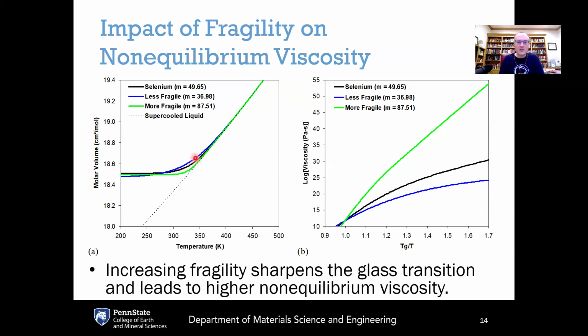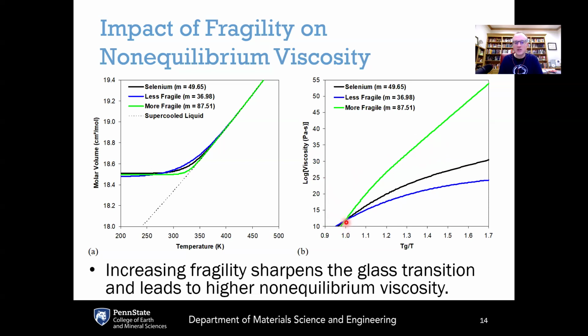On the other hand, if you go to a lower fragility system, like the blue curve here, you see that since the viscosity curve is much more shallow, it's a more gradual glass transition. It's spread out over a wider temperature range. And this fragility has a direct impact on the viscosity as well. On the right-hand plot, you'll see they all have the same glass transition temperature, 10 to the 12 Pascal seconds.